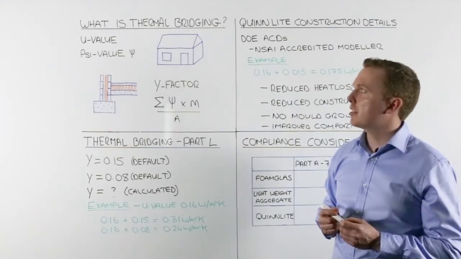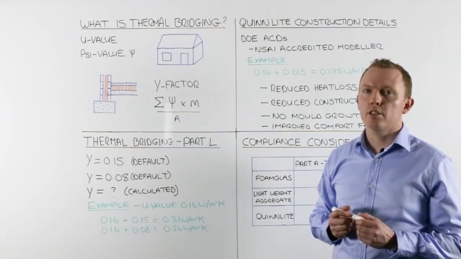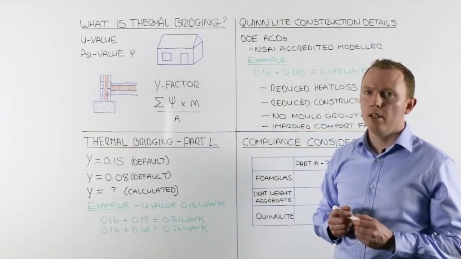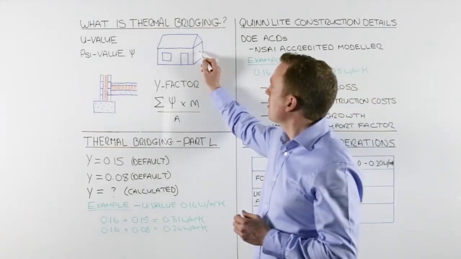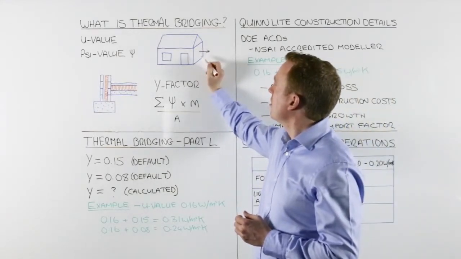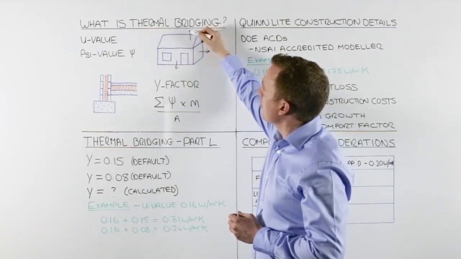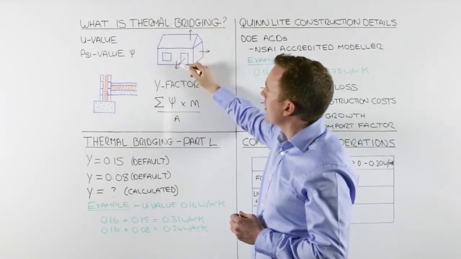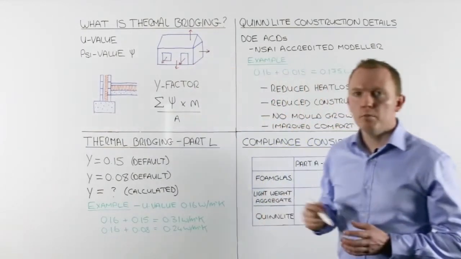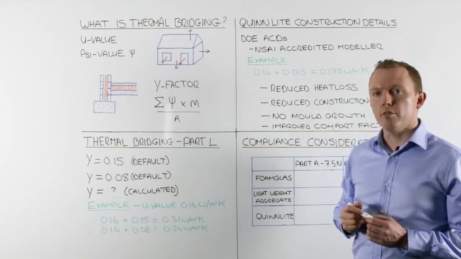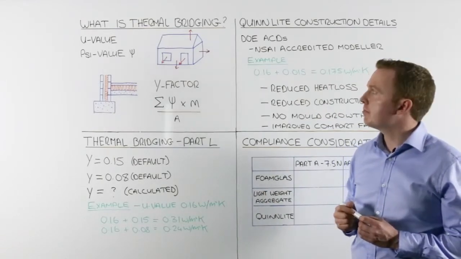To explain this, we need to cover U values. A U value measures heat loss per square metre out through all our building elements. That is, out through our wall, down through our floors, up through our roof, and out through our windows and doors. But unfortunately, what U values don't cover is the heat loss at the junction between these elements.